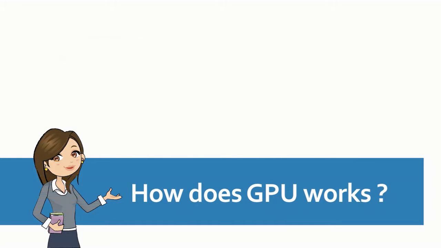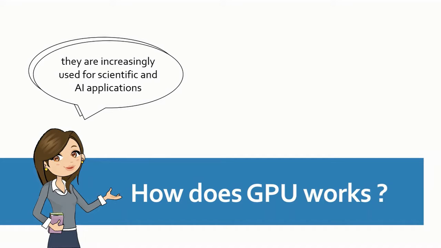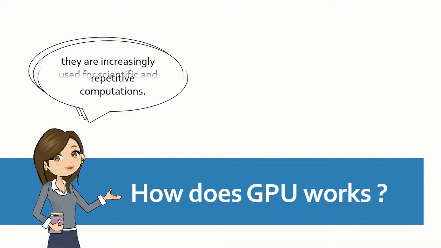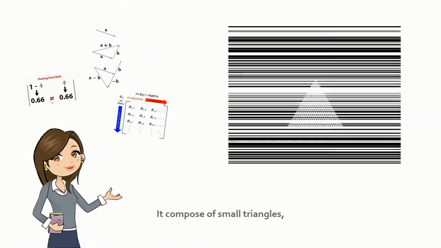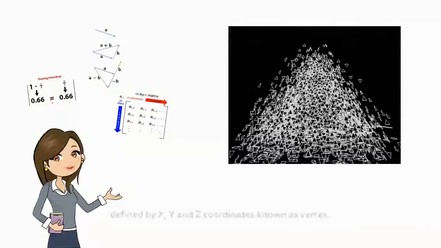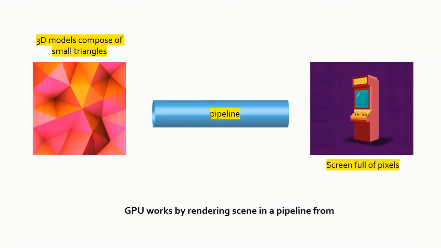Since GPUs perform parallel operation on multiple sets of data, they are increasingly used for scientific and AI applications that require repetitive computation. And you know what? GPU does certain type of maths such as floating points, vector, and matrix operation. It is composed of small triangles defined by x, y, and z coordinates known as vertex. GPU works by rendering scenes in a pipeline from 3D modeling information to screen full of pixels. The triangles in 3D modeling are connected to other triangles in creating complex structure.